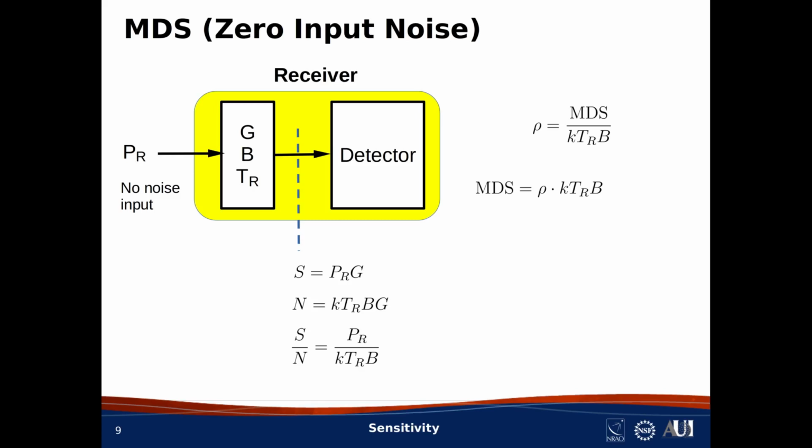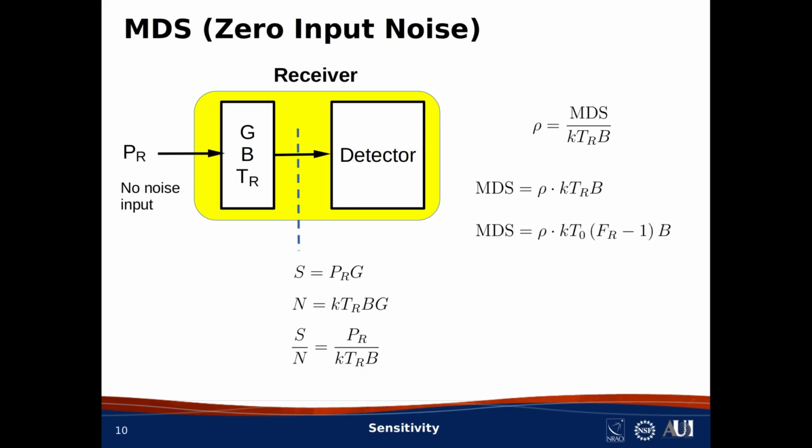Now, with that understood, we solve this equation for MDS, and that gives us rho times K times T sub r times B. And that's really all there is to it. MDS is how many times the pre-detection noise power, referred to the input, that you consider necessary for acceptable performance.